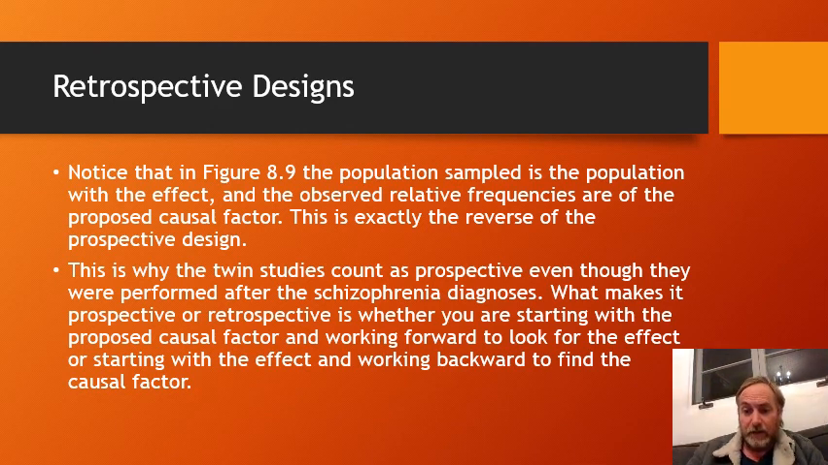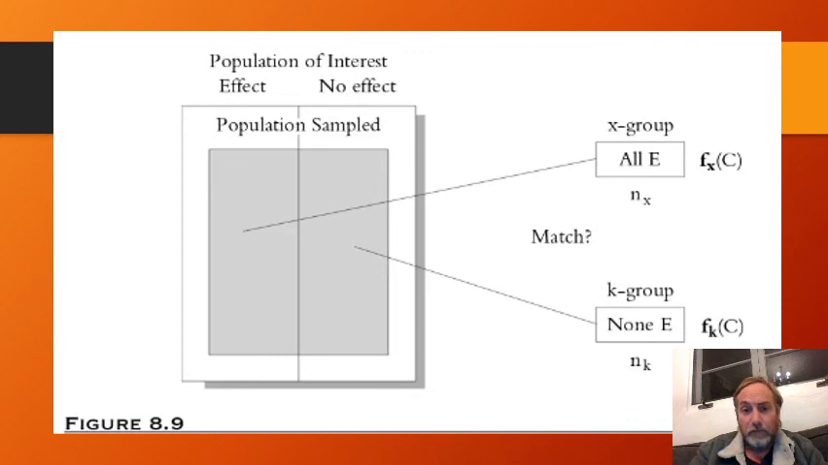So look at this chart here, right? So here we have the population sampled, right, which is all people with schizophrenia, and then you have your control group, right? And then we're looking to see in each of these groups what is the relative frequency of the causal factor. So when I say conceptually, it's the reverse of the prospective. This is what makes something prospective.